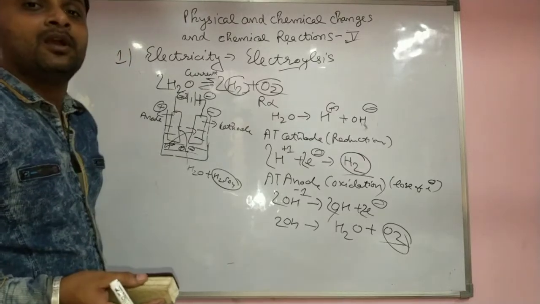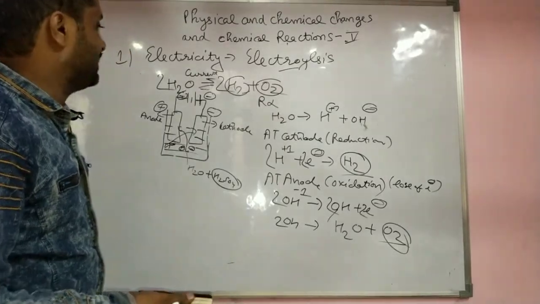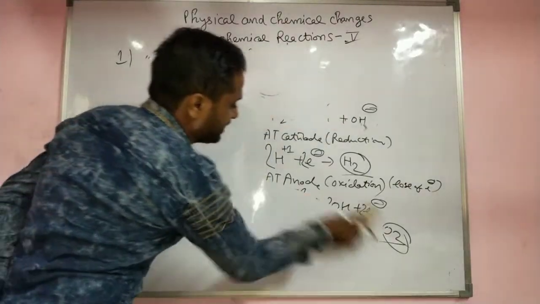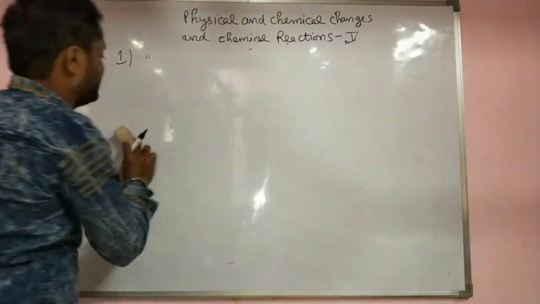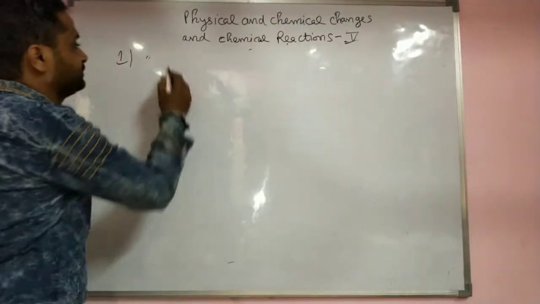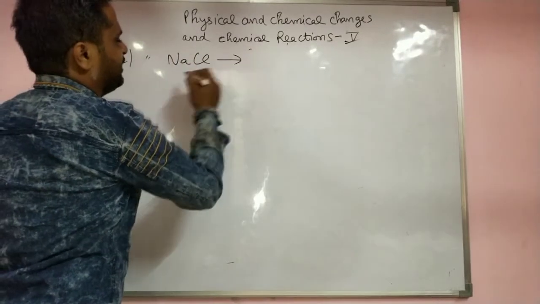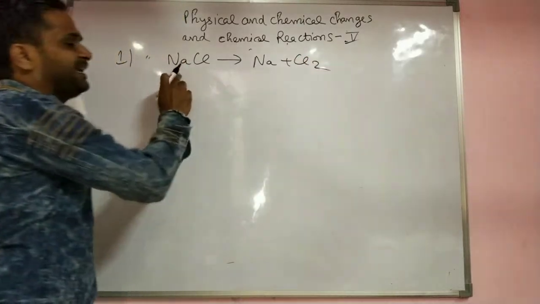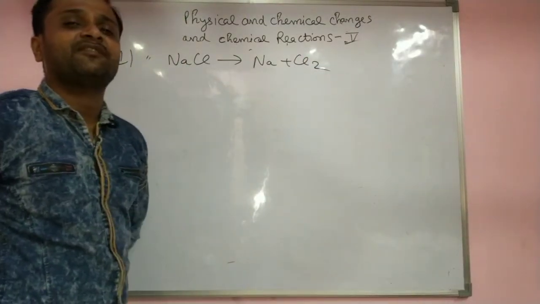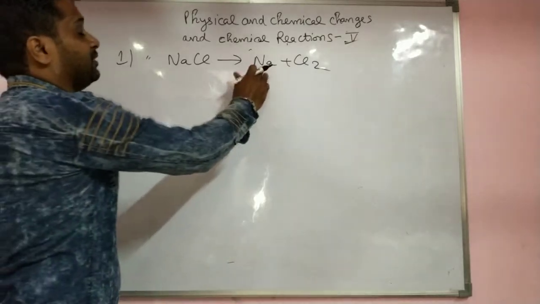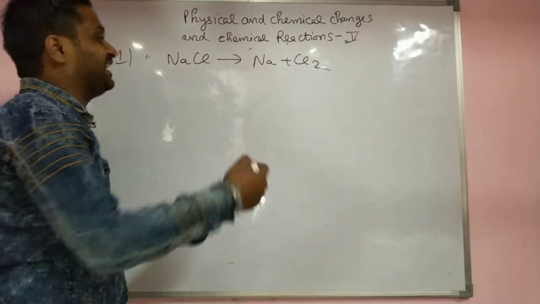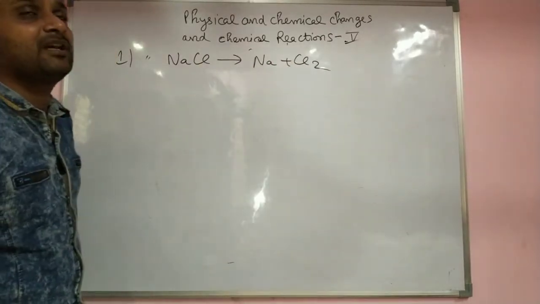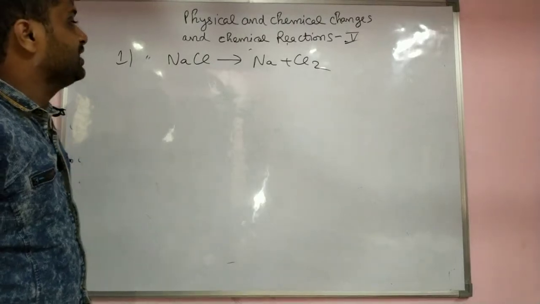Now we have seen the electrolysis reaction. Any other example of electrolysis reaction? NaCl. When you put NaCl salt in water, it gives Na plus and Cl negative. Na positive goes towards the negative cathode, it gains an electron to become Na, and Cl negative goes towards the anode, it becomes Cl2 gas.